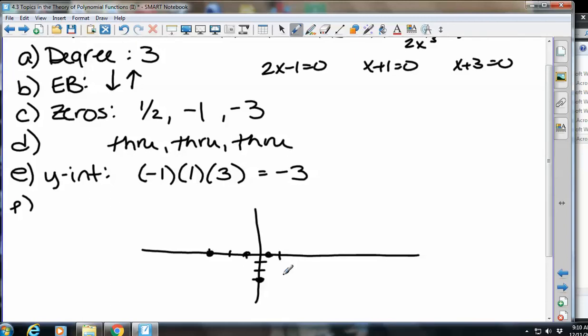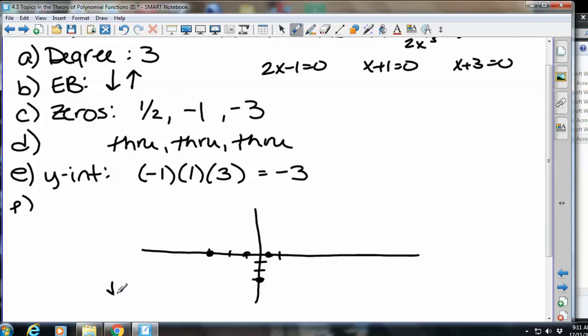Can I ask a question? Mm-hmm. On D, if they are not all the same, do you have to list them in order? Or you could say it bounces at -1 and goes through at the others. Okay.